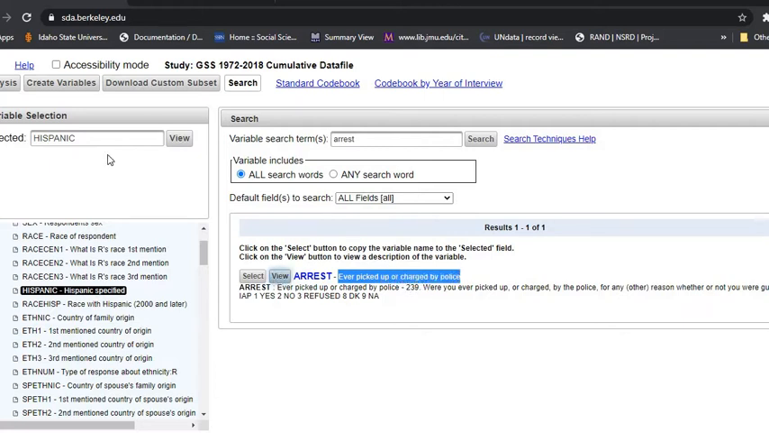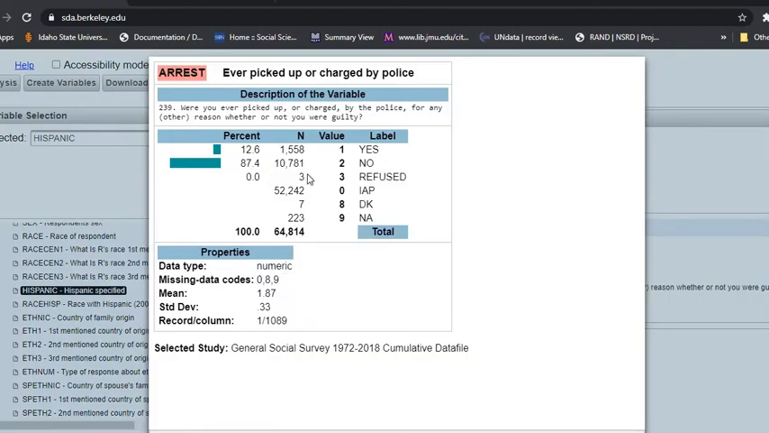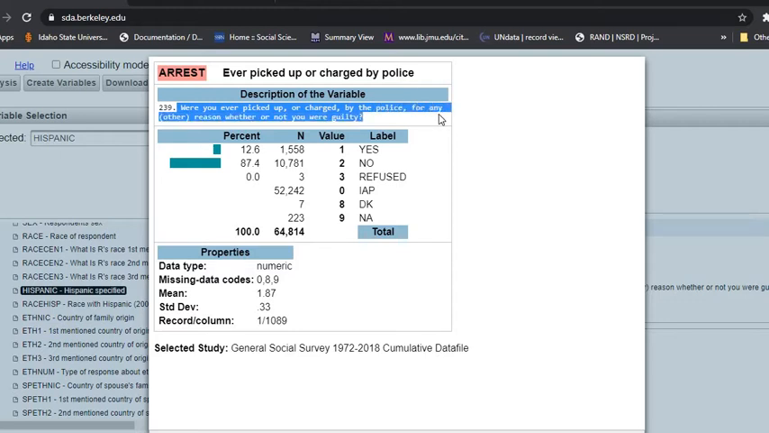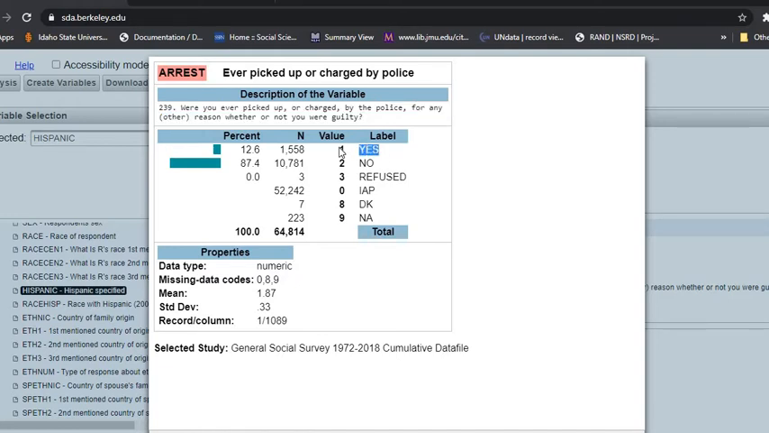Here we can do the same thing that we did over here with the view button, and you get the same sort of thing. So here you get the exact wording of the question: were you ever picked up or charged by the police for any reason, whether or not you were guilty? And if you said yes, I've been arrested before, then they assign you a 1.